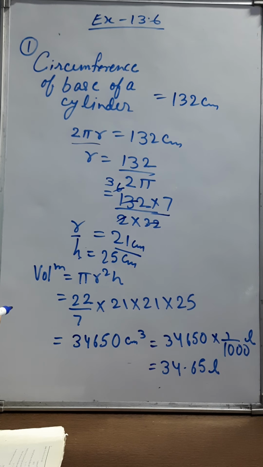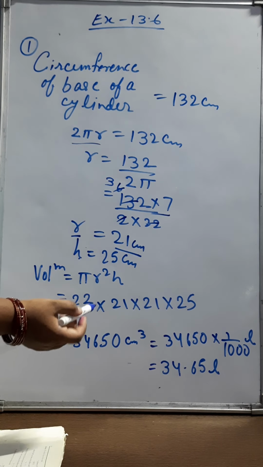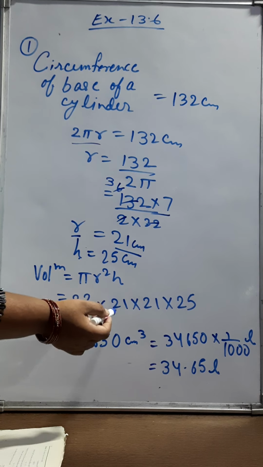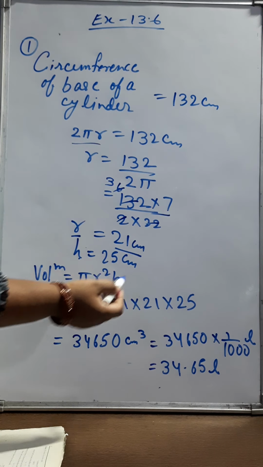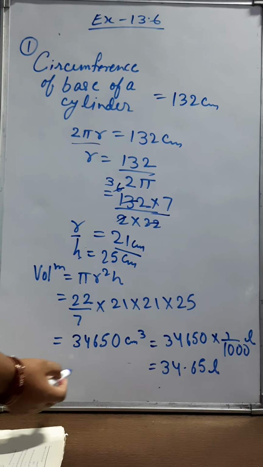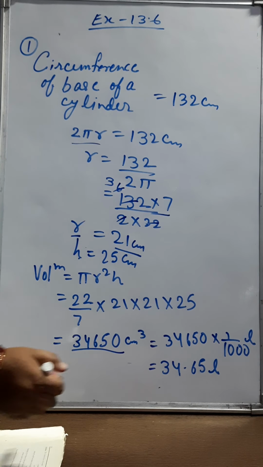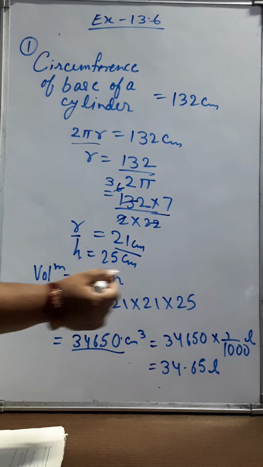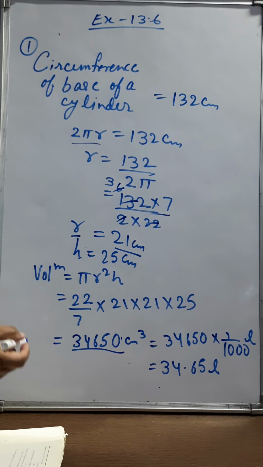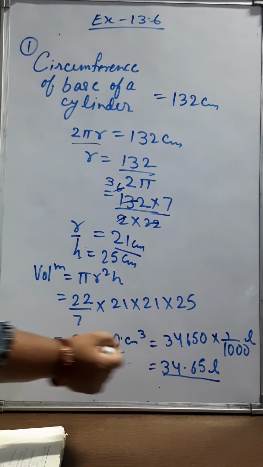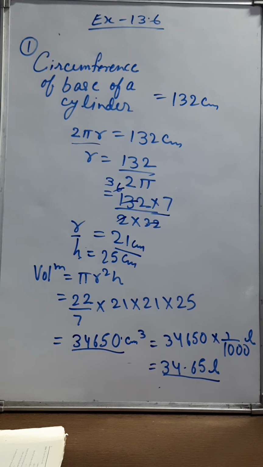So let us calculate its volume. It's pi r square h. By putting the value of r as 21 into 21 and in the place of height 25, we will get 34,650 centimeter cube. Now since it is given in the question that 1000 centimeter cube is equal to 1 liter, in the place of 1 centimeter cube we can put 1 by 1000 liter. When you calculate, you will get 34.65 liters as the capacity of this cylindrical vessel.